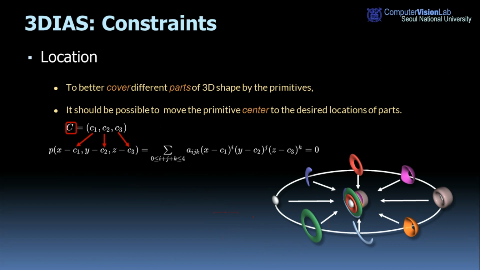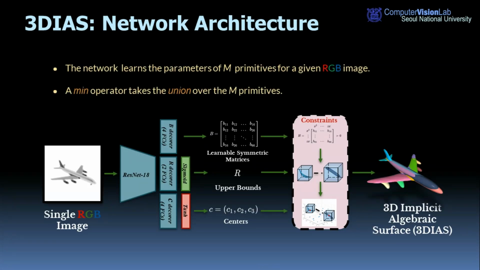We also encourage the primitives to cover different parts of a shape by transferring their centers to the desired location C. To reconstruct a 3D shape from a given input image, we employ a deep neural network to learn the matrix B and the parameters R and C of the primitives. Then, we apply a min operator as a union on the learned primitives to reconstruct the final output.